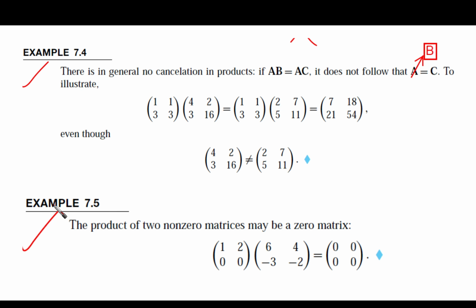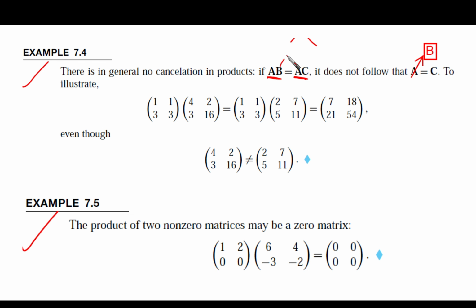Okay, let's have now the example for this. There is in general no cancellation in the products. So for example, if we have AB equal to AC, so take care here, this is the A matrix here and A matrix here. So you think that we might cancel A from both sides, then B equals C. This does not work. This is not right. So it doesn't follow that B, I think this is a mistake also in the book. So, okay, it does not follow that B equals C.